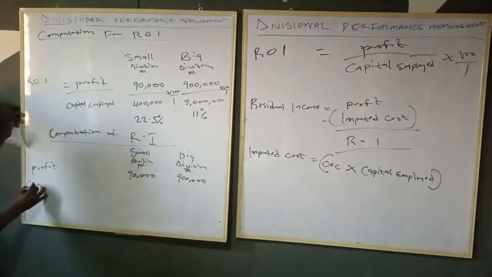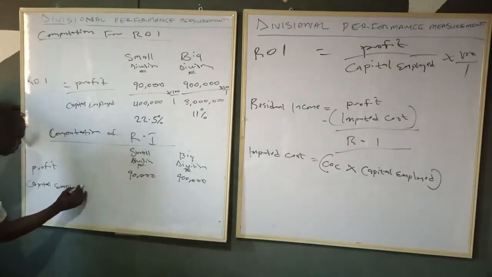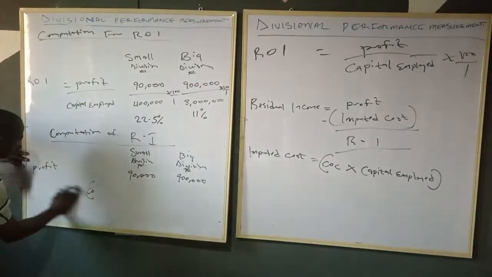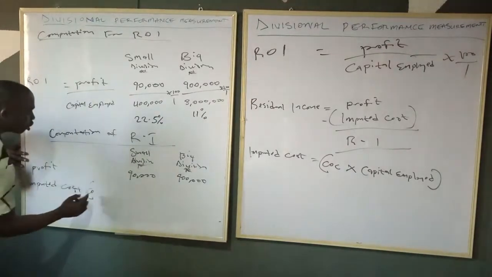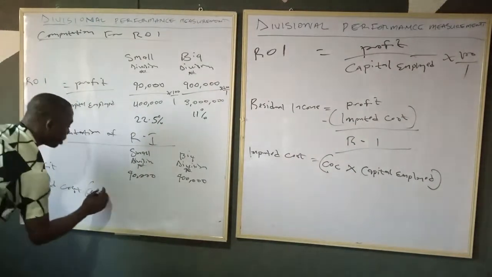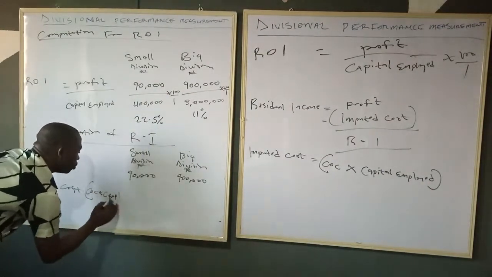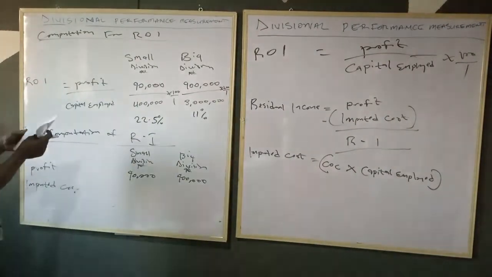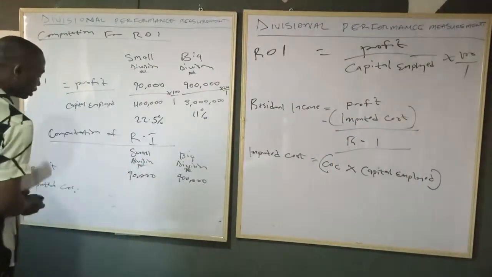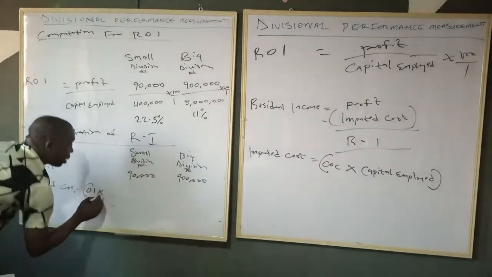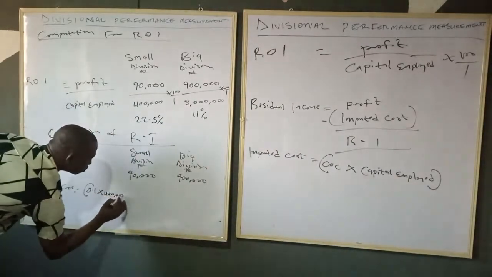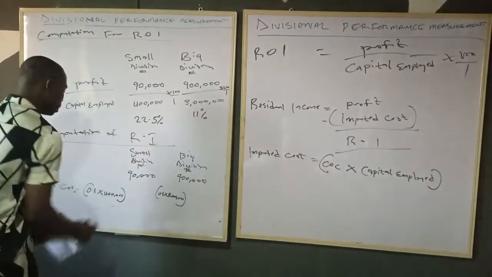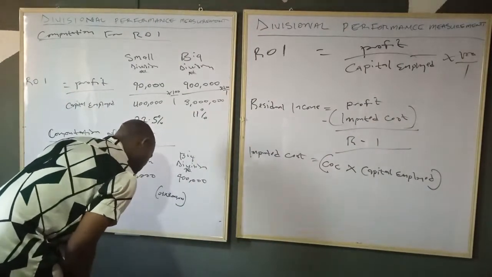Then capital employed. Our imputed cost is cost of capital multiplied by capital employed. The cost of capital for the company is given as 10%, which is equal to 0.1, multiplied by capital employed 400,000. And for the big division, 0.1 multiplied by 8 million. So what do we get? 0.1 multiplied by 400,000, we get 40,000.